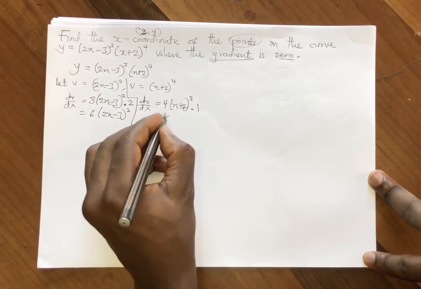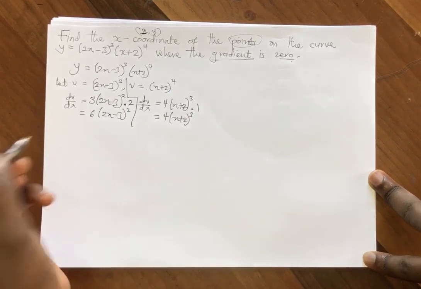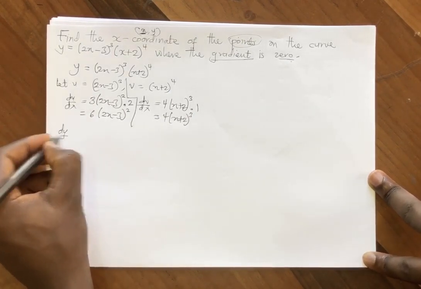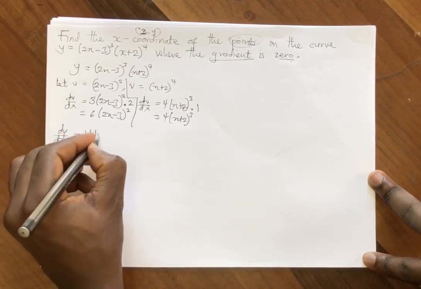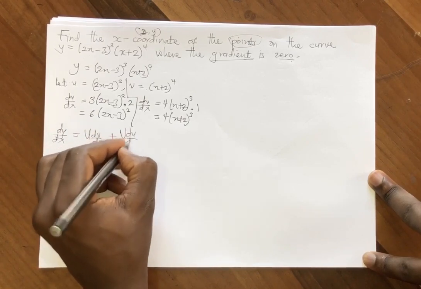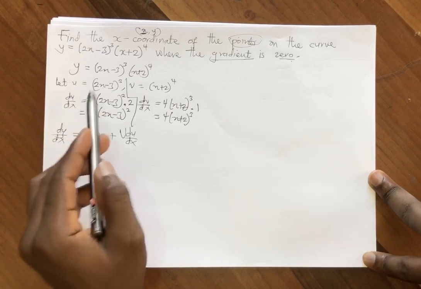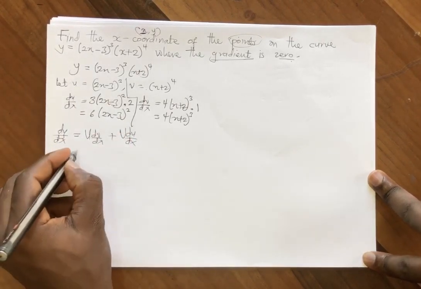So your final answer is (4x + 2)^3, all right? Now, the product rule formula is dy/dx = u dv/dx + v du/dx. And the reason why we are using the product rule is because two functions are multiplying. So we use the product rule.